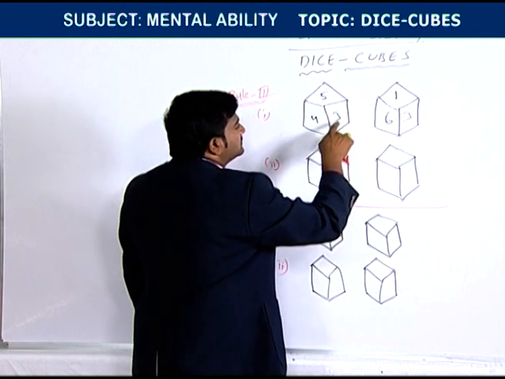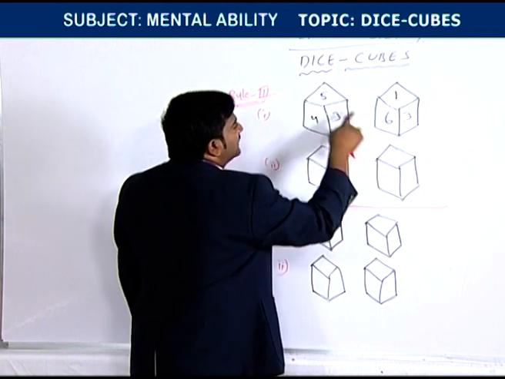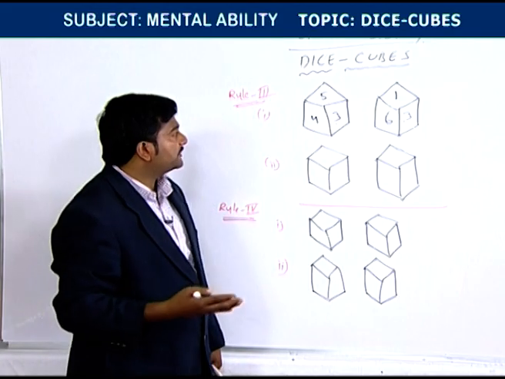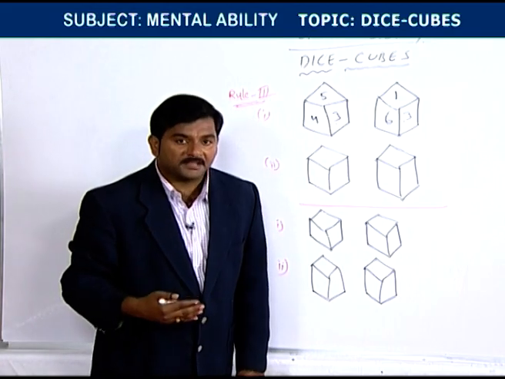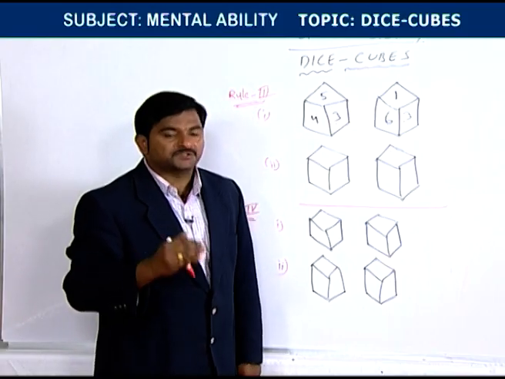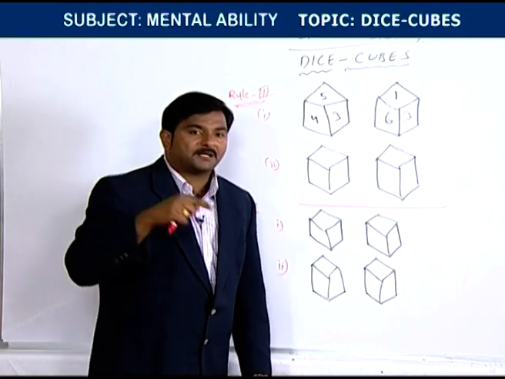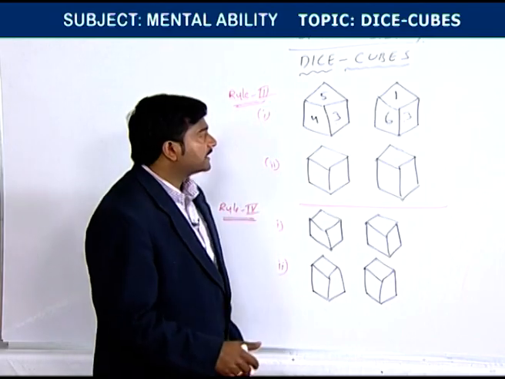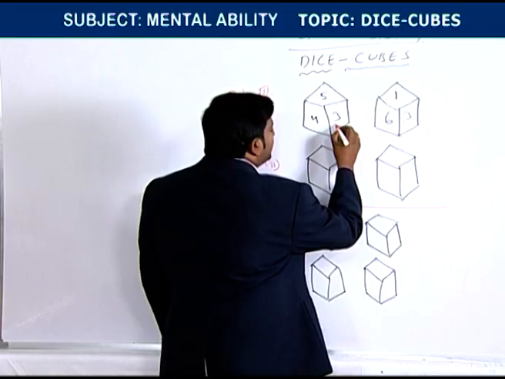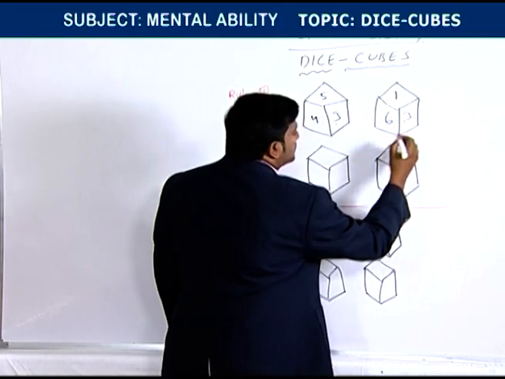1 is there, 3 is there, 4 is there, 5 is there, 6 is there. Which number is not appearing? Here it's very clear, 2 is not appearing. What does it mean? 2 is opposite to 3 according to rule 1. But I am discussing rule 3 here. It's not rule 1, it's rule 3. In rule 3, of course, here 3 is common, but you need to focus on one more thing.